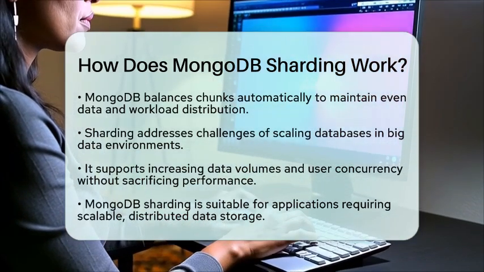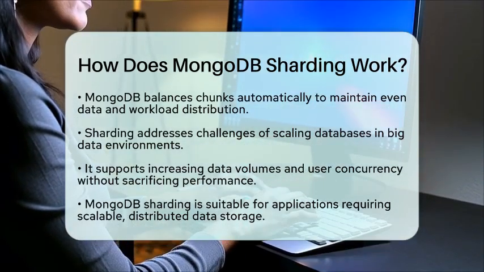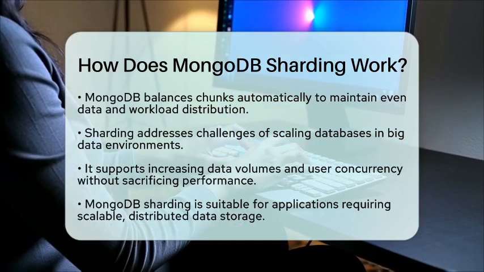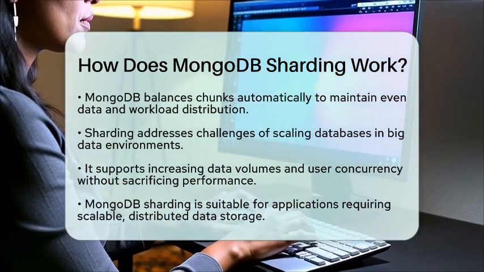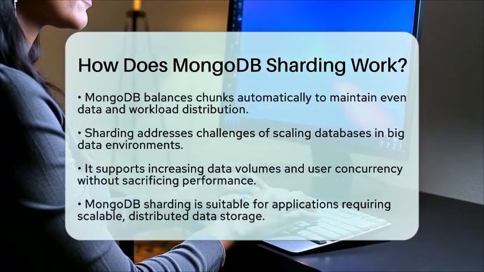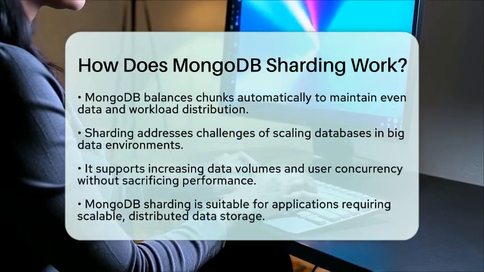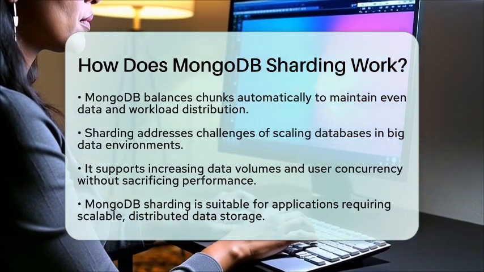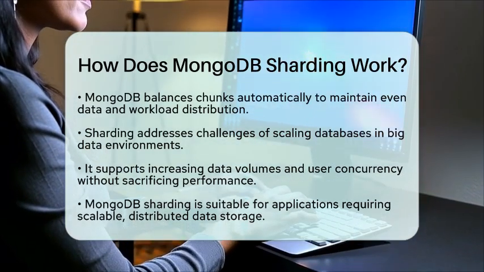In essence, MongoDB sharding works by breaking down a large dataset into smaller, manageable pieces that are stored across multiple servers. Query routers direct requests to the appropriate shards based on the metadata stored in config servers. This architecture allows for efficient handling of large-scale data and high traffic, aligning perfectly with current trends in big data processing and distributed computing.